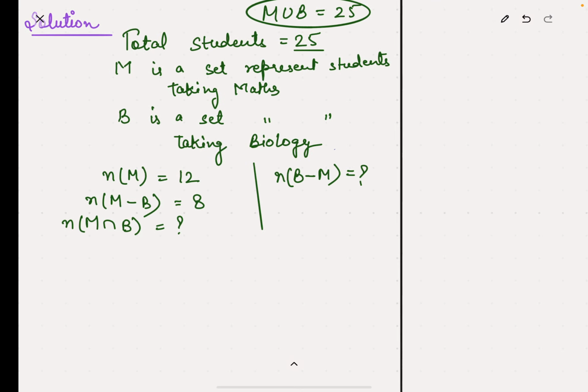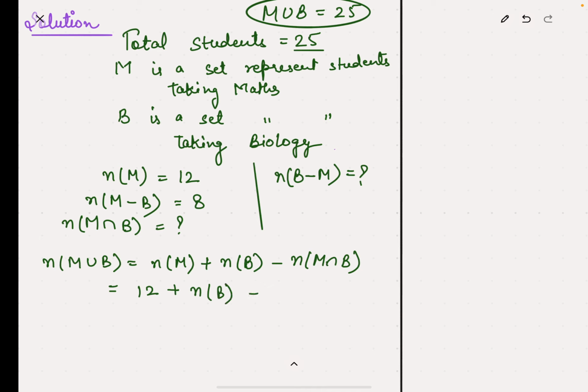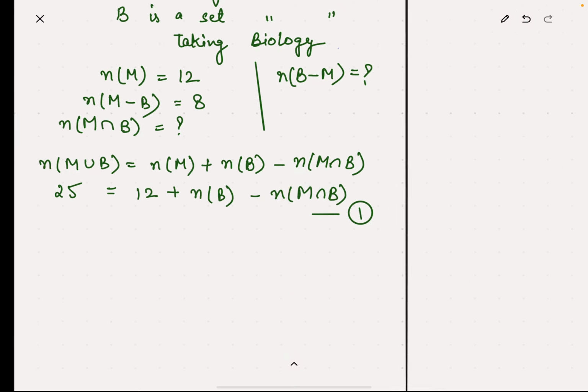Now apply some of the formulas from sets. We know that n(M union B) equals n(M) plus n(B) minus n(M intersection B). Here just replace these with values: 12 plus n(B), we don't know n(B). And we also don't know n(M intersection B). But we know this is 25. Stop here because we don't know the two parts.